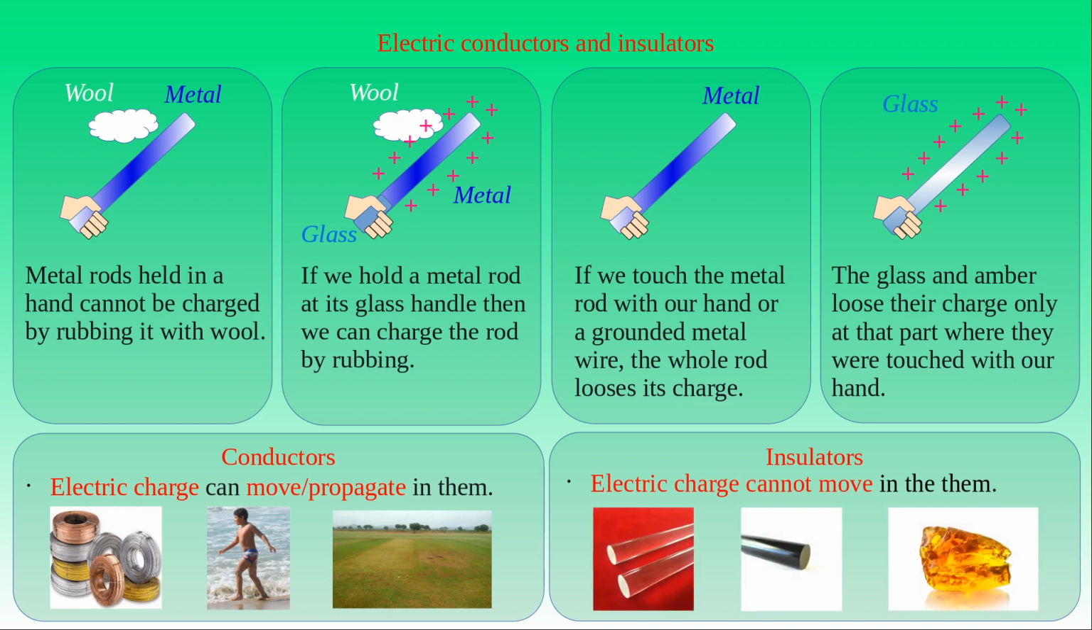It is important to note that perfect conductors do not exist. Even if metals are very good conductors, they are not perfect ones. As a result, the border between conductors and insulators is not sharp.